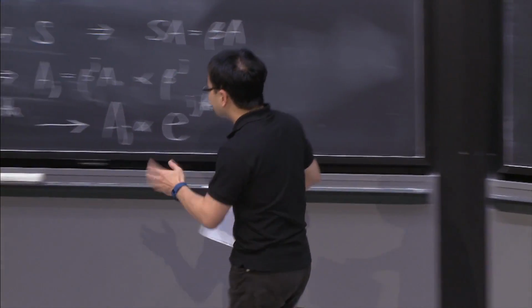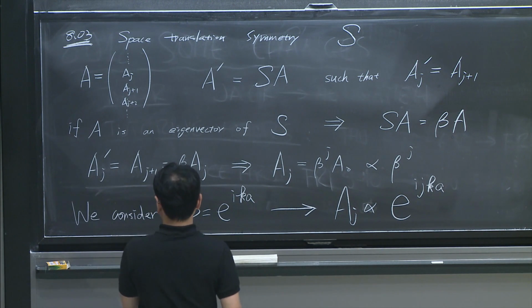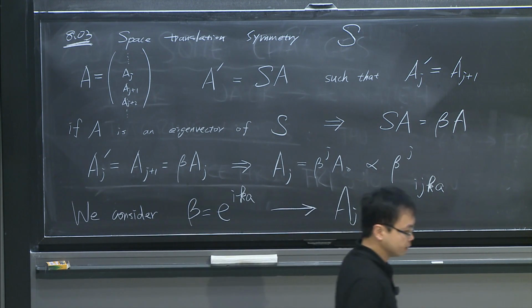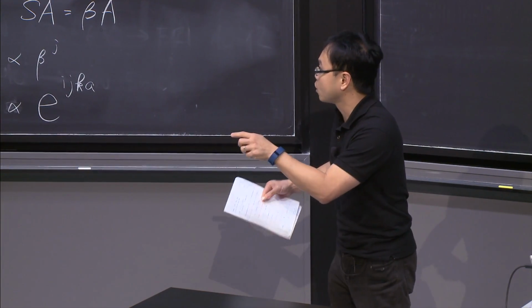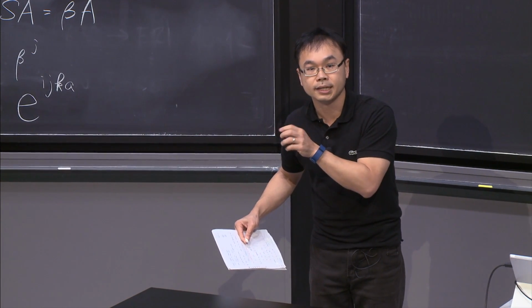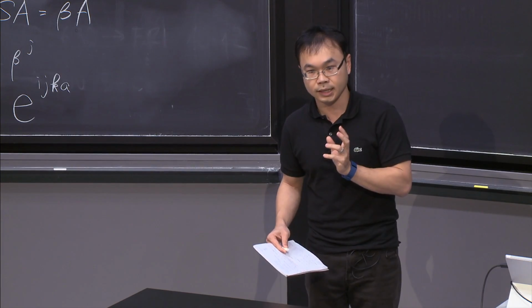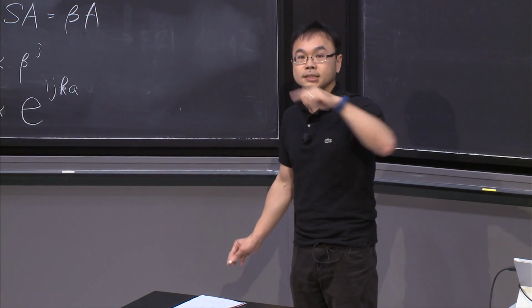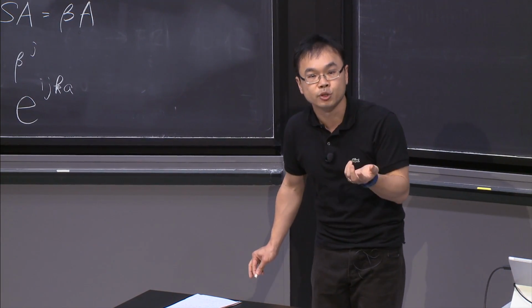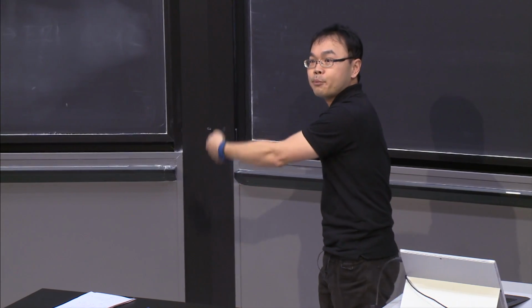If we assume that beta is equal to e to the i k a, what is going to happen is the following. Again, the ratio of A_{j+1} and A_j is a fixed value, beta equal to e to the i k a. But instead of changing the amplitude, it is actually doing a rotation in the complex plane.